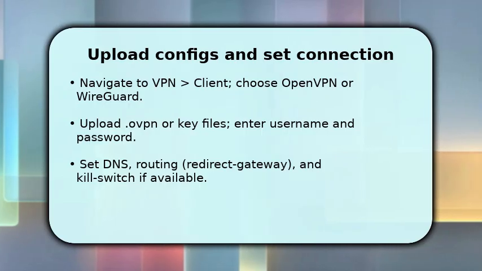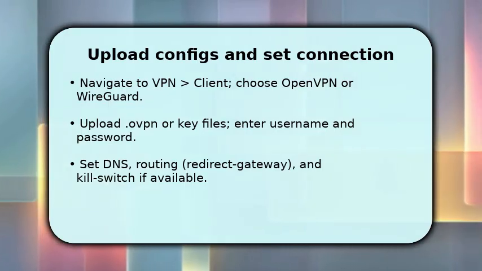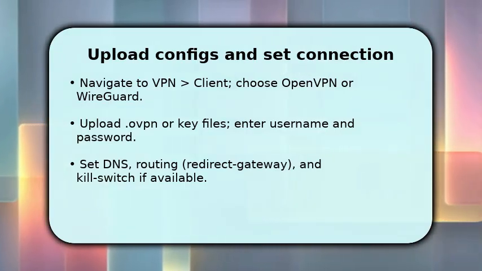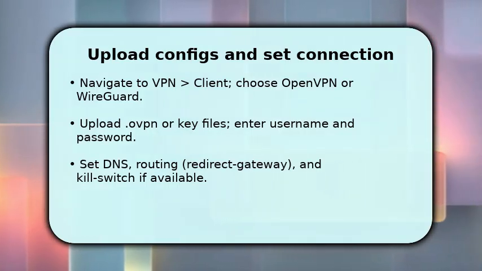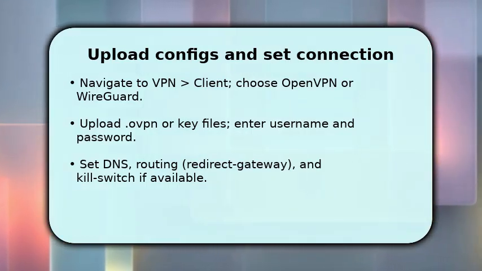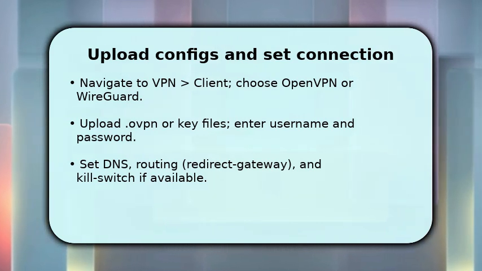Configure DNS to the provider's recommended servers to avoid leaks and enable redirect gateway or specific route rules depending on whether you want full tunnel or split tunnel traffic. If the router offers a kill switch or firewall rule, enable it so traffic stops if the VPN drops. Save the profile and apply settings to start.